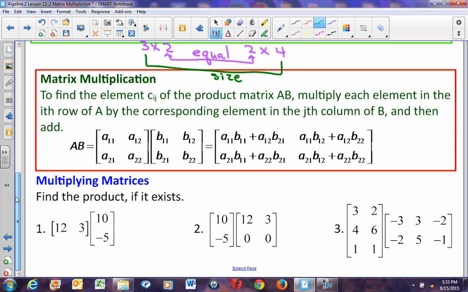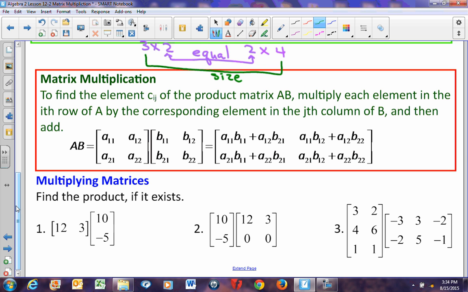And here they show you how to do matrix multiplication. You might be looking at A11, A12, and forgetting what that means. Remember, A11 means in matrix A, first row, first column, hence 11. A12 means first row, second column. A21, second row, first column. A22, second row, second column.